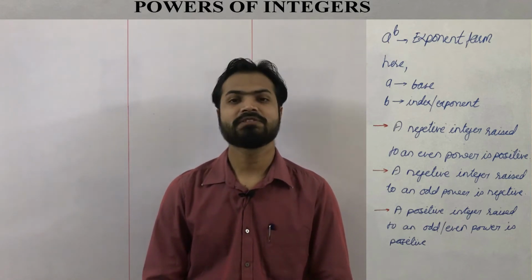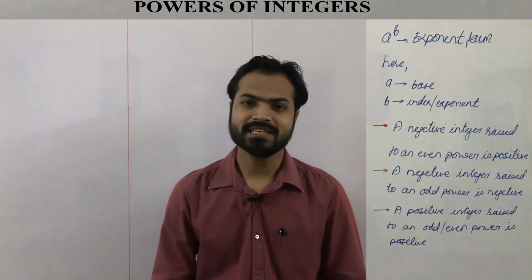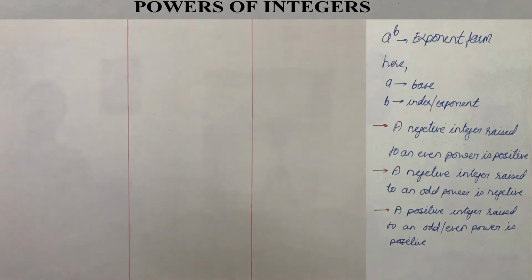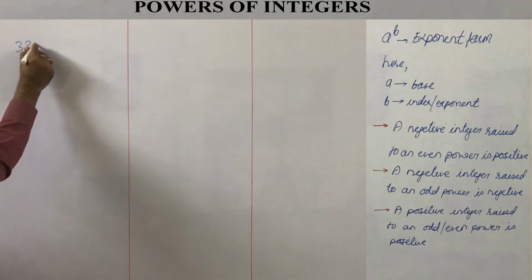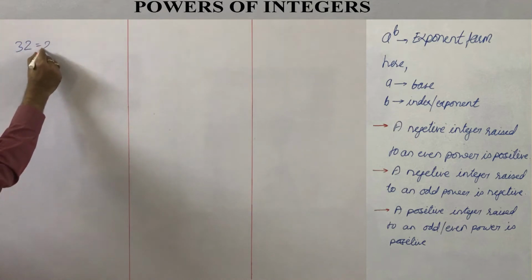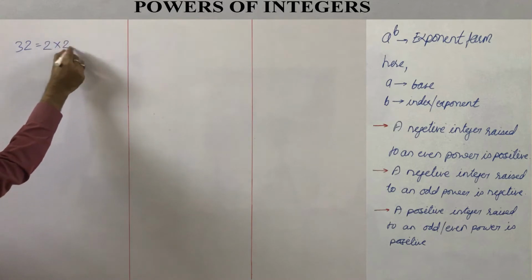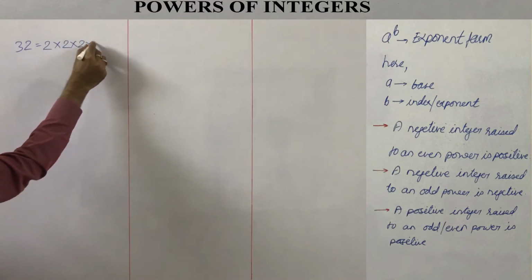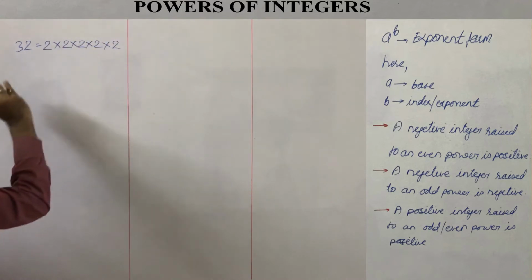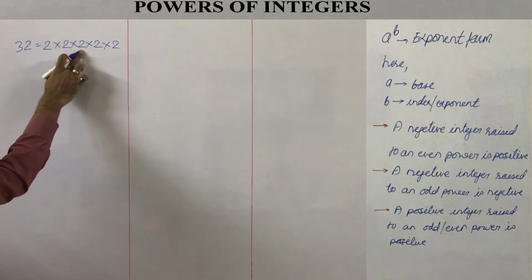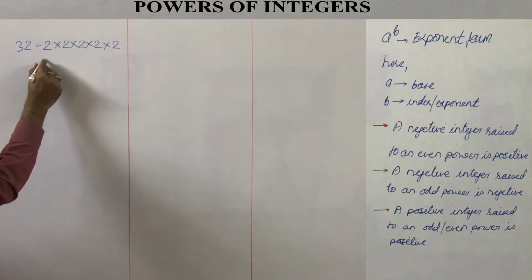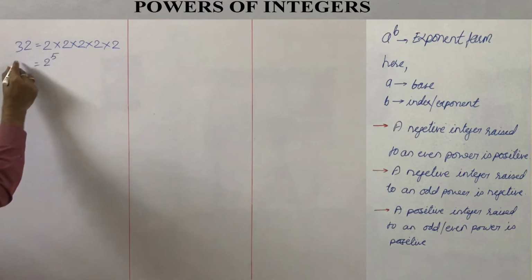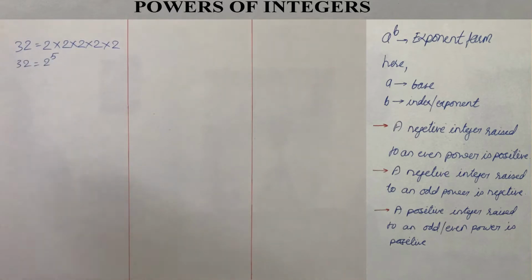Today's topic is powers of integers. So let's start the class with an example. Say for example we have a number 32. Now if you want to write 32 in terms of 2, so 2 into 2 into 2 into 2 into 2. 2 into 2 is 4, 4 into 2 is 8, 8 into 2 is 16, 16 into 2 is 32. Also 2 to the power of 5 is 32.